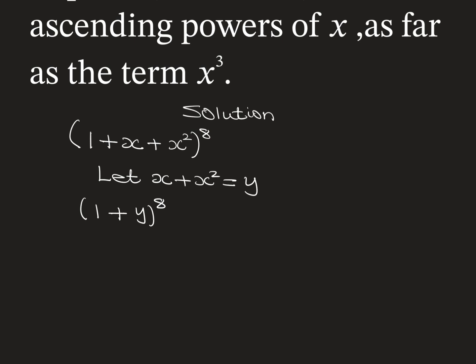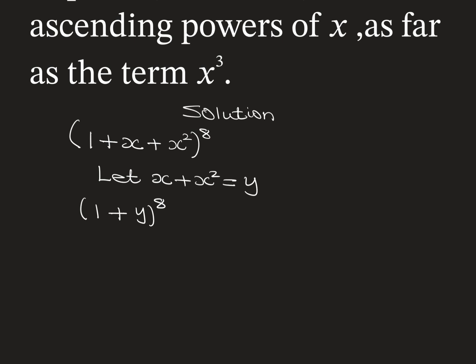Had it been in descending powers of x, it means we have to start from a higher power going to a lower power. So that would have been starting from high going to low. Like, let's say from the maximum power in the question, which is 8, we'll go 7, 6, 5, 4, 3, 2, 1, 0. I hope that is understood.